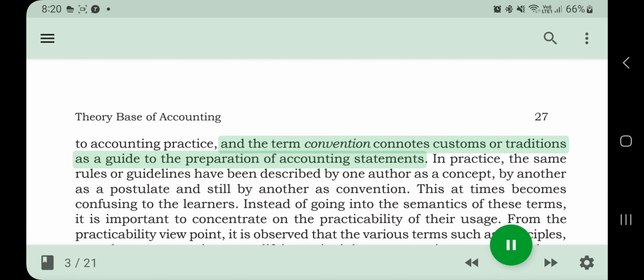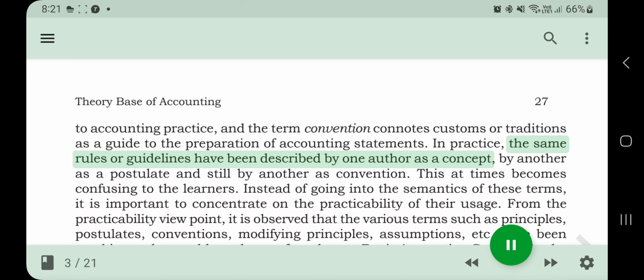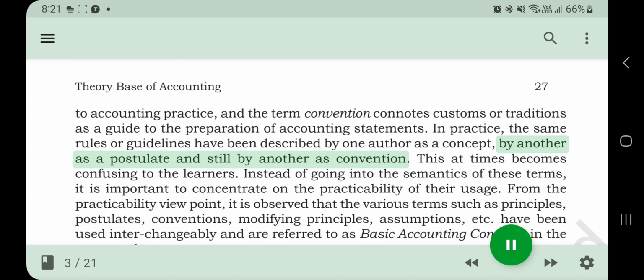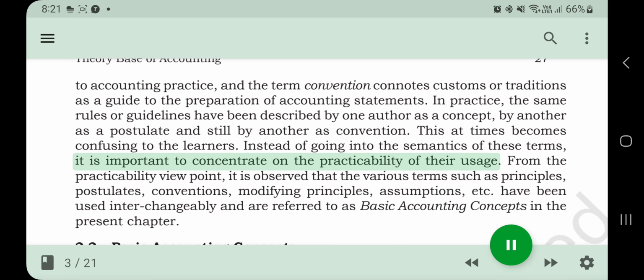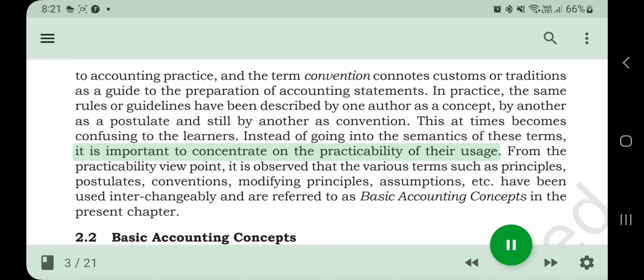To accounting practice, and the term convention connotes customs or traditions as a guide to the preparation of accounting statements. In practice, the same rules or guidelines have been described by one author as a concept, by another as a postulate, and still by another as convention. This at times becomes confusing to the learners. Instead of going into the semantics of these terms, it is important to concentrate on the practicability of their usage.